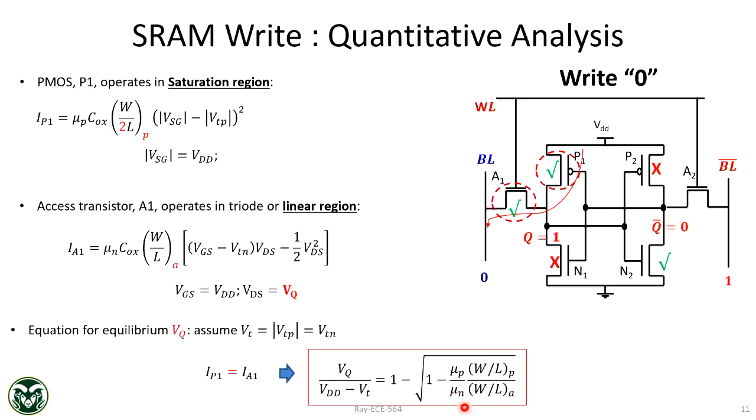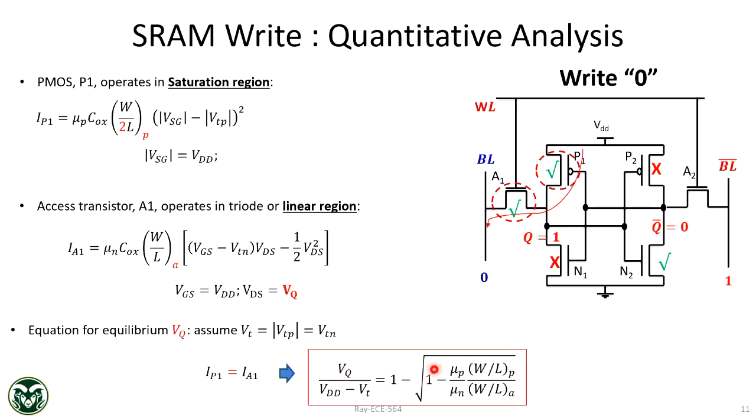Oxide capacitance remains the same. Oxide thickness and area of all the transistors remain the same, so that cancels out. So the oxide capacitance cancels out, but mu n and mu p remain. If you rearrange those terms, this is the one you can remember. If you want to find VQ for a given ratio, plug in numbers, find what VQ is, and check whether write will take place or not.